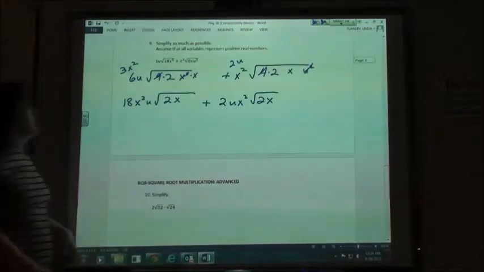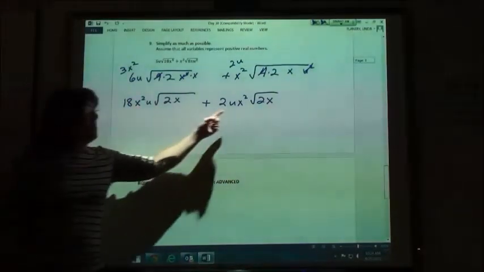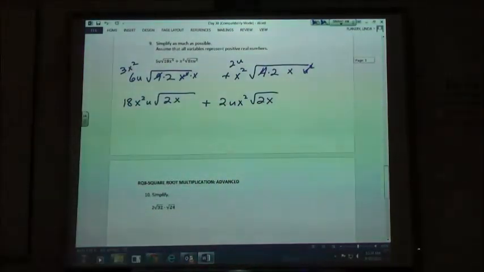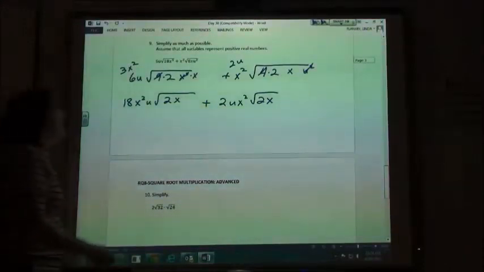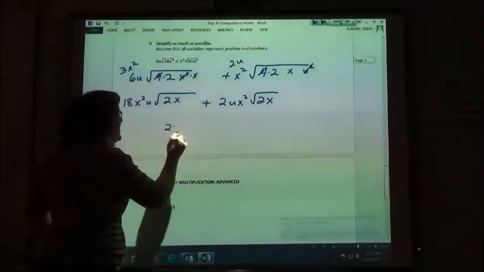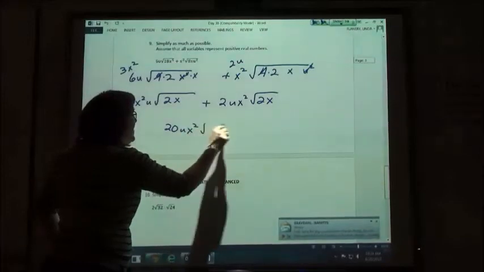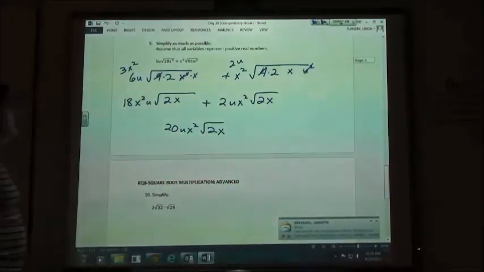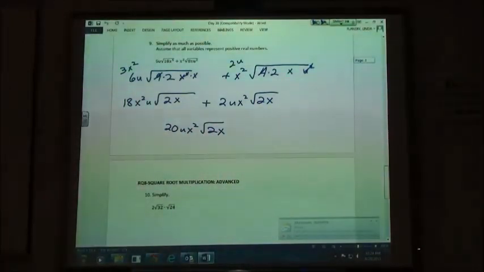So as long as you recognize that x squared u and ux squared are really the same thing, because we have the commutative property and we can switch them around, they are like terms, we can add them together, and so our answer would be 20ux squared square root of 2x. Exactly.